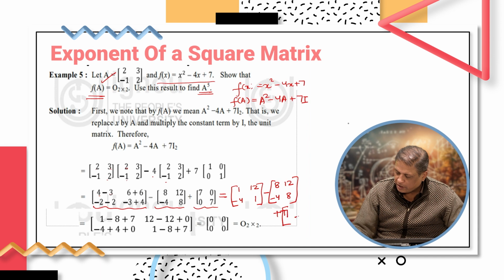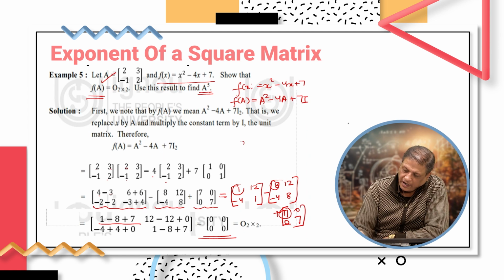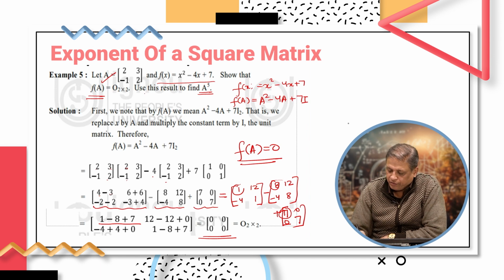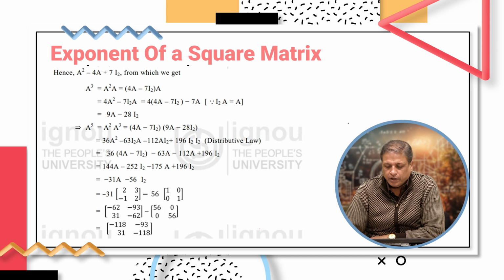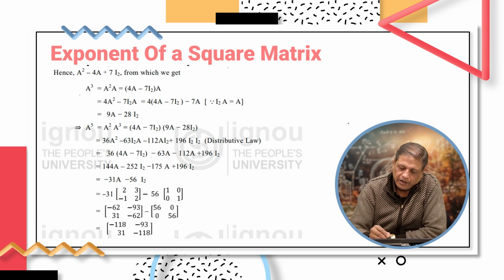So 7, 7, 0, 0. If we add the values point wise, 1 plus minus 8 plus 7, you will get this value. And after solution, you will find that it turns out to be 0. So function f(A) turns out to be 0, because by substituting the value, we perform the calculations and you will find this. Thereafter, on the same lines of action, you can calculate A cube.